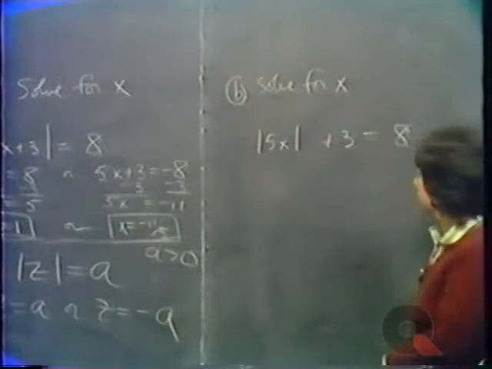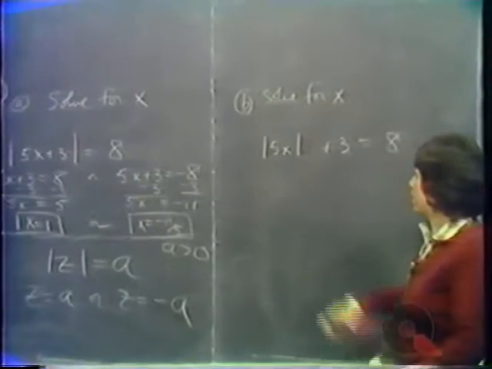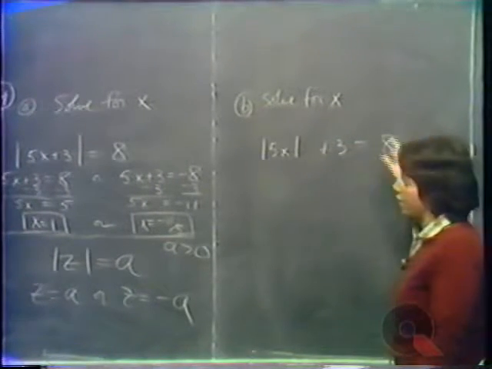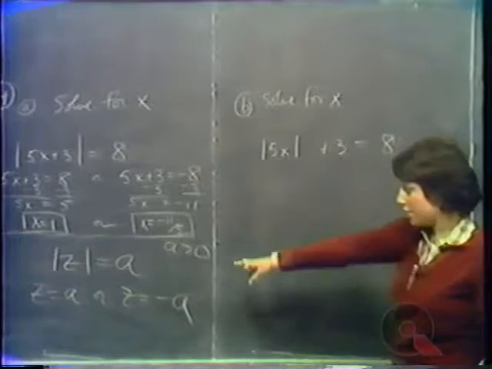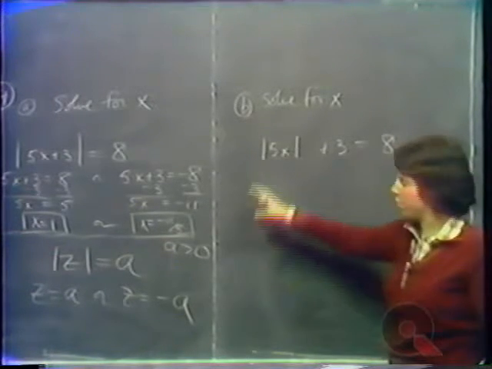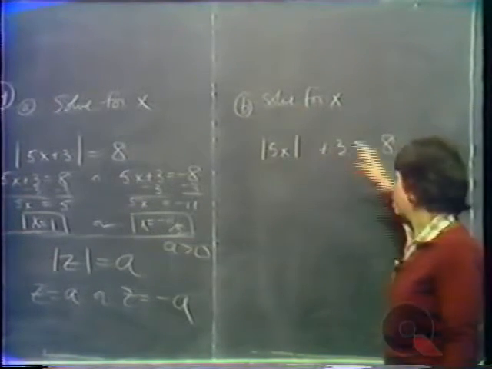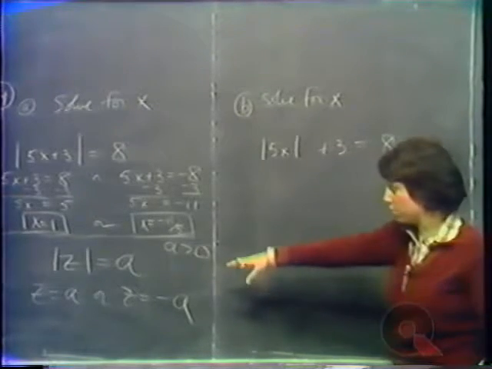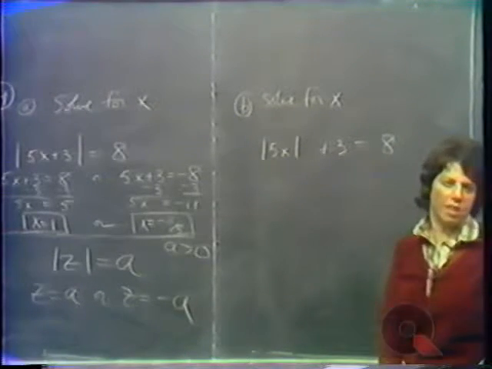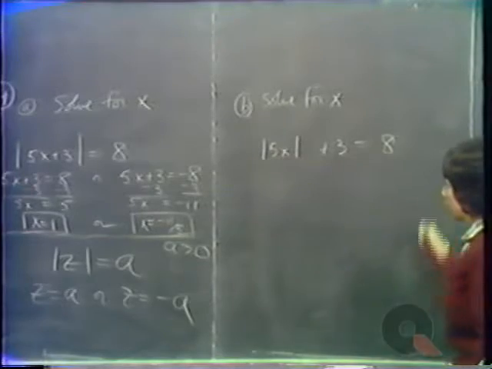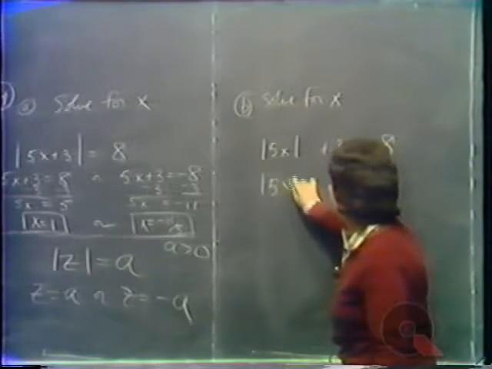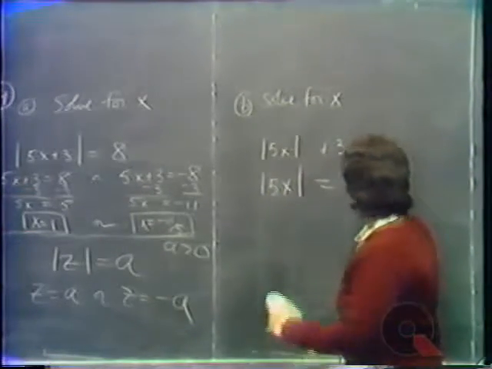Okay. You do not say 5x plus 3 is 8, 5x plus 3 is minus 8. I meant exactly what I had here. It has to be in the form the absolute value of something equals something. Then you can use this. The absolute value should get it isolated on one side. So I would start off by saying the absolute value of 5x equals 5.